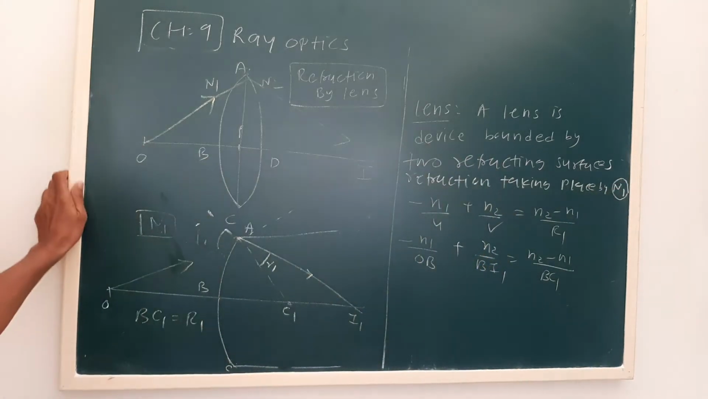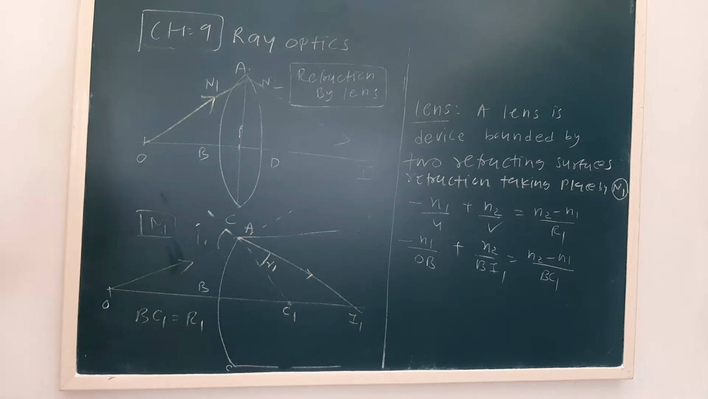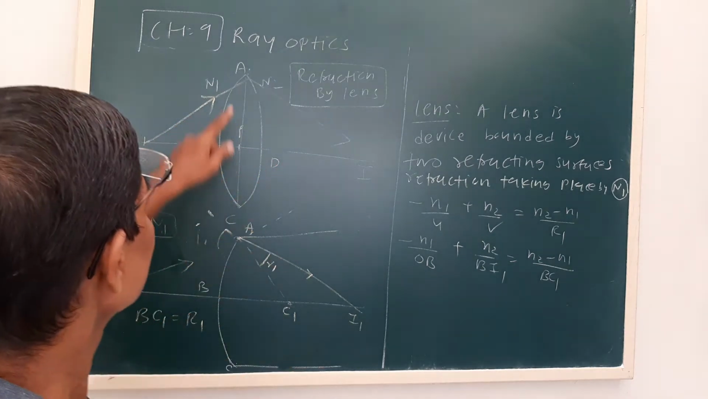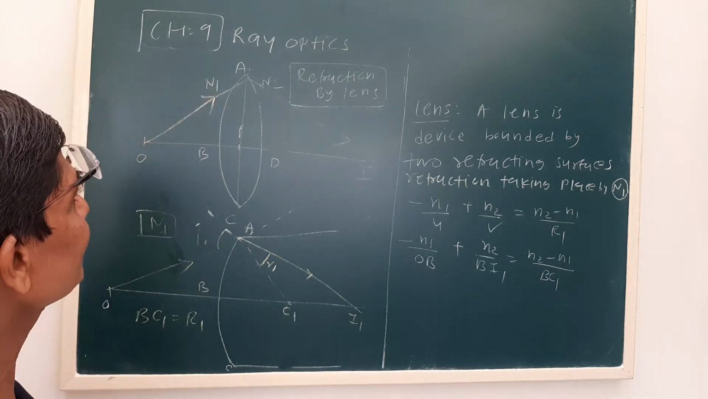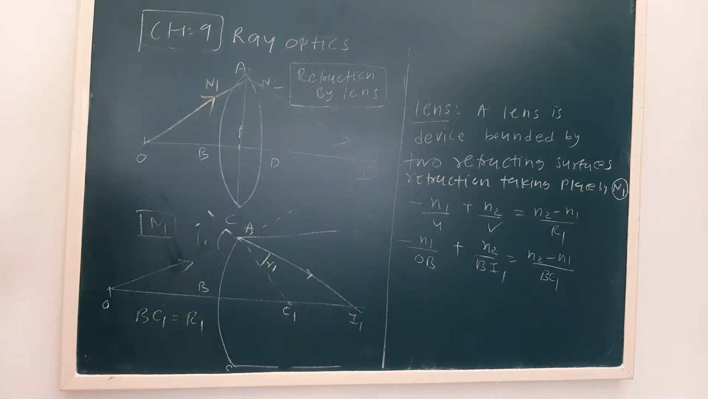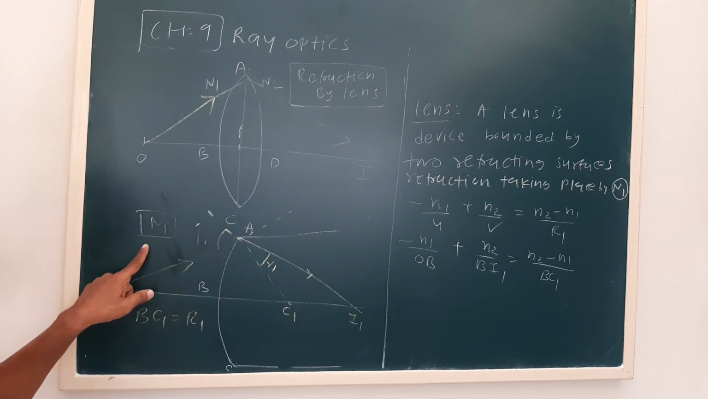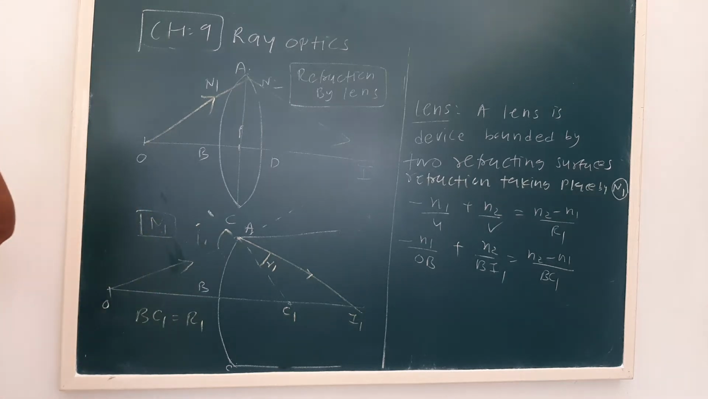Now let me explain again. A lens is a device bounded by two refracting surfaces. Here the two refracting surfaces are ABC and ADC respectively. First we consider refraction taking place from the ABC surface, which has the radius of curvature BC1, that is R1.